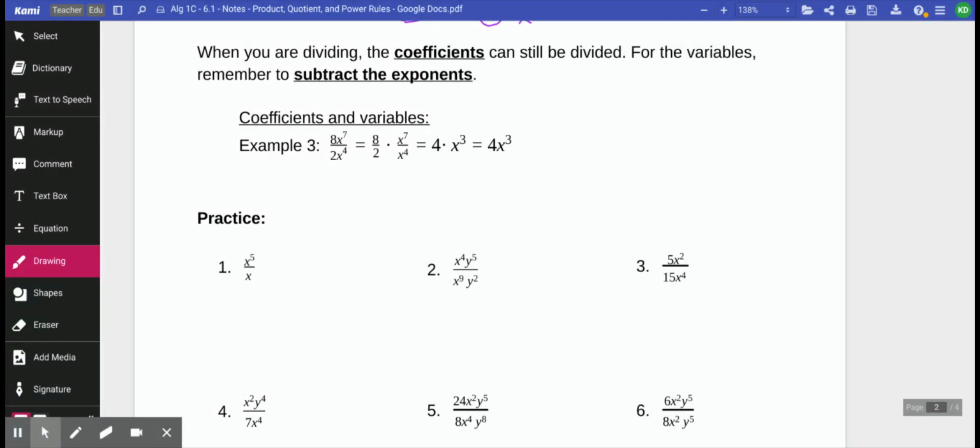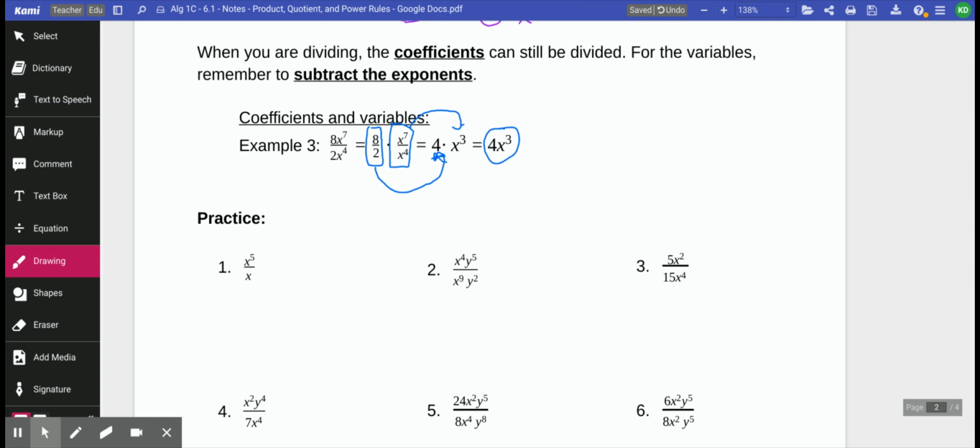So in this example, 8x to the 7th over 2x to the 4th, I think of this in 2 pieces. I think of 8 over 2 and my x's, x to the 7th over x to the 4th. So 8 divided by 2 is 4, right? And then x to the 7th divided by x to the 4th, we subtract and get x to the 3rd. So my answer is just 4x to the 3rd.